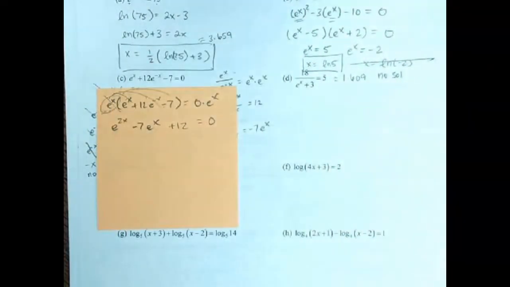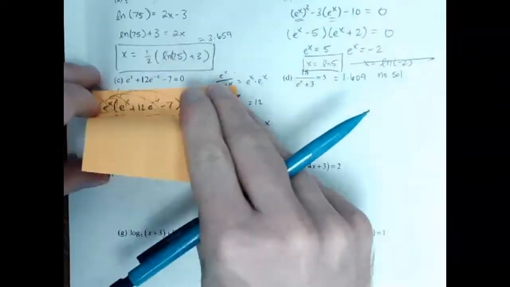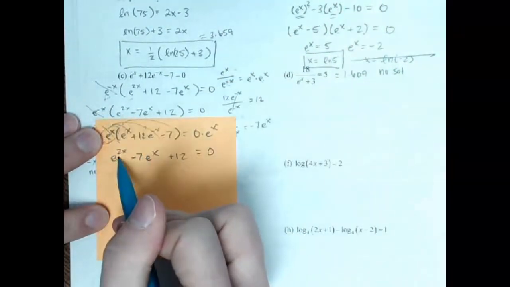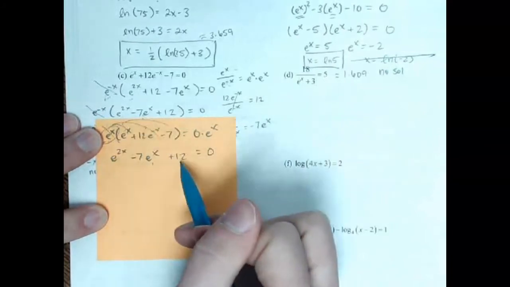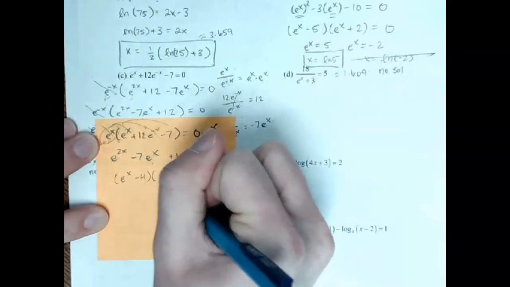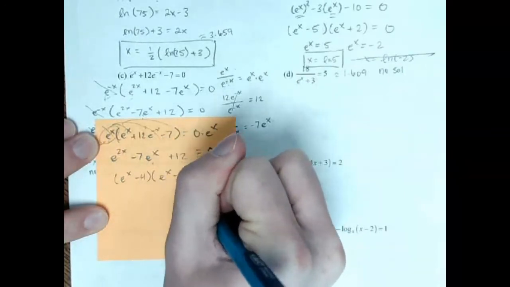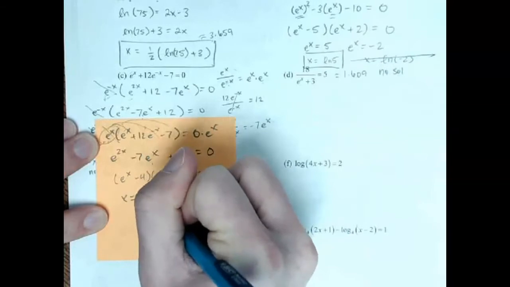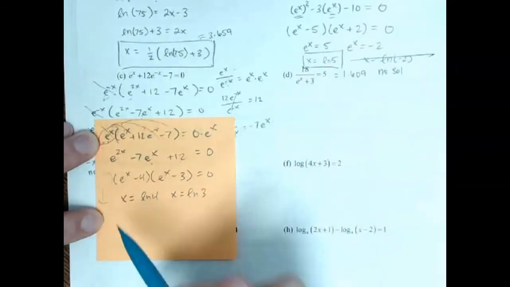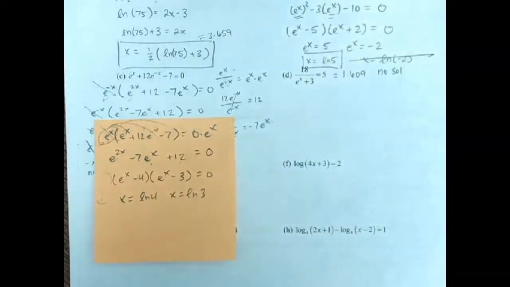Right, and so here you would still get this same factorization. Right, this e to the 2x minus the 7 e to the x plus the 12, and so then that would factor e to the x minus 4, e to the x minus 3, and you still get the ln of 4, ln of 3. You're kind of missing that extra piece, but remember that extra piece didn't end up giving you any answers that you were concerned with anyways. So either one is fine.